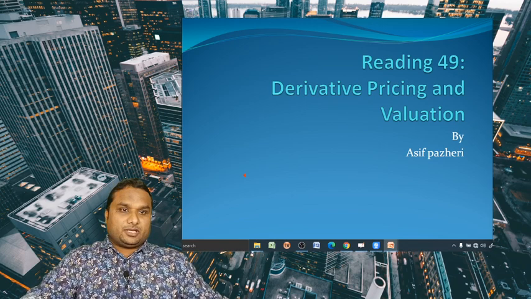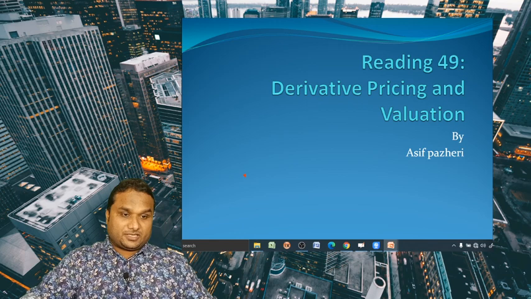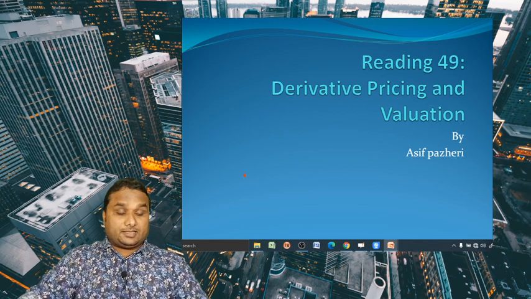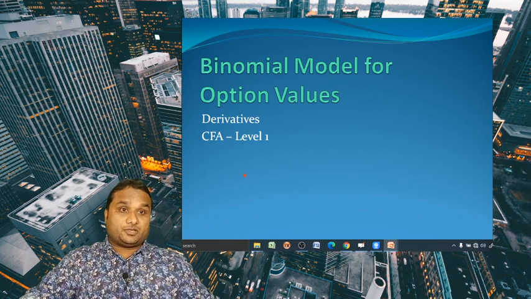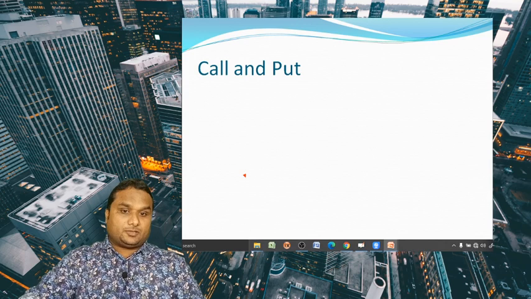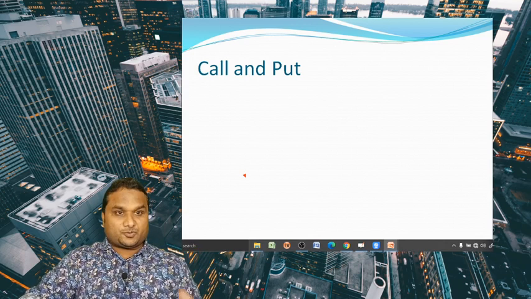Today I'm doing a reading on derivative pricing and valuation, that is CFA Level 1, Chartered Financial Analyst CFA program, reading 49, and the name of the particular topic is binomial model for option valuation. Before explaining the binomial model for option valuation, let me give you a brief idea what is a call option and what is a put option.